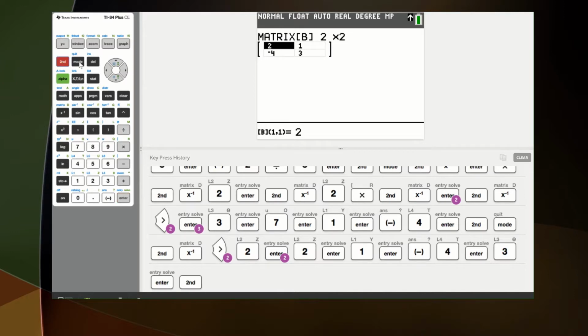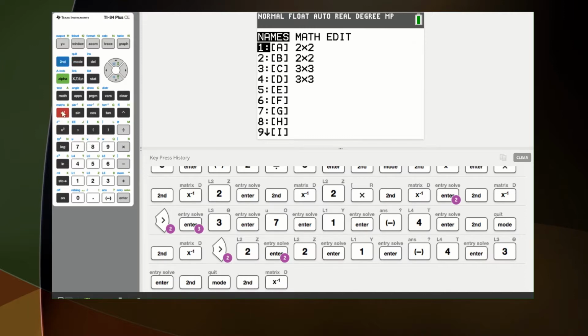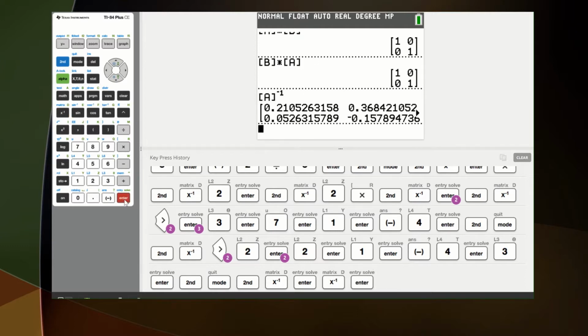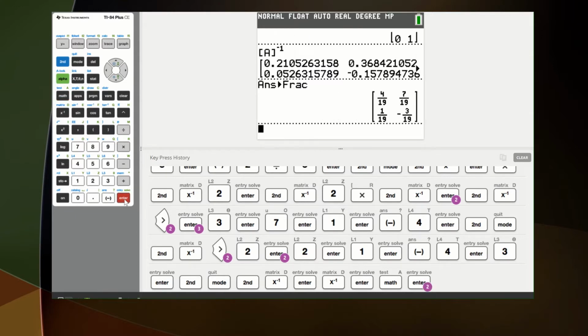Now I'm going to find the inverse of each matrix. So first I'm going to pull up matrix A. So I'm just going to hit enter. And to find the inverse, if I click on this x raised to the -1, that's going to actually give me the inverse. And so when I hit enter, I get all these decimals. And maybe I want to see that in fraction. So I go math, choose option 1, fraction, and hit enter.